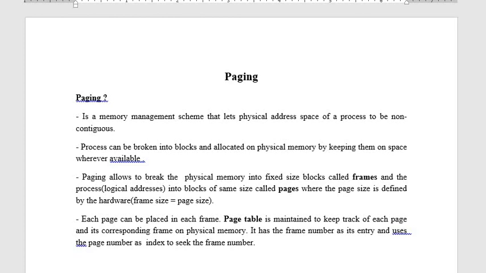To do so, paging breaks the physical memory into fixed size blocks called frames, and the process into blocks of the same size called pages, where the page size is defined by the hardware. So in order to allocate a process that has been broken into pieces anywhere in memory, we need to divide the entire process into same size blocks called pages. The entire process is divided into multiple pages.